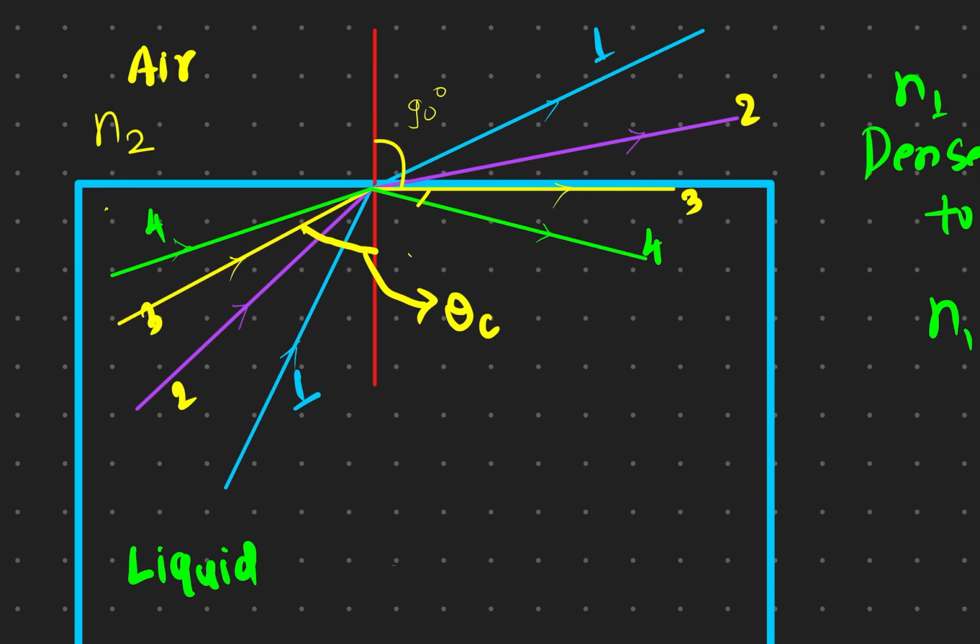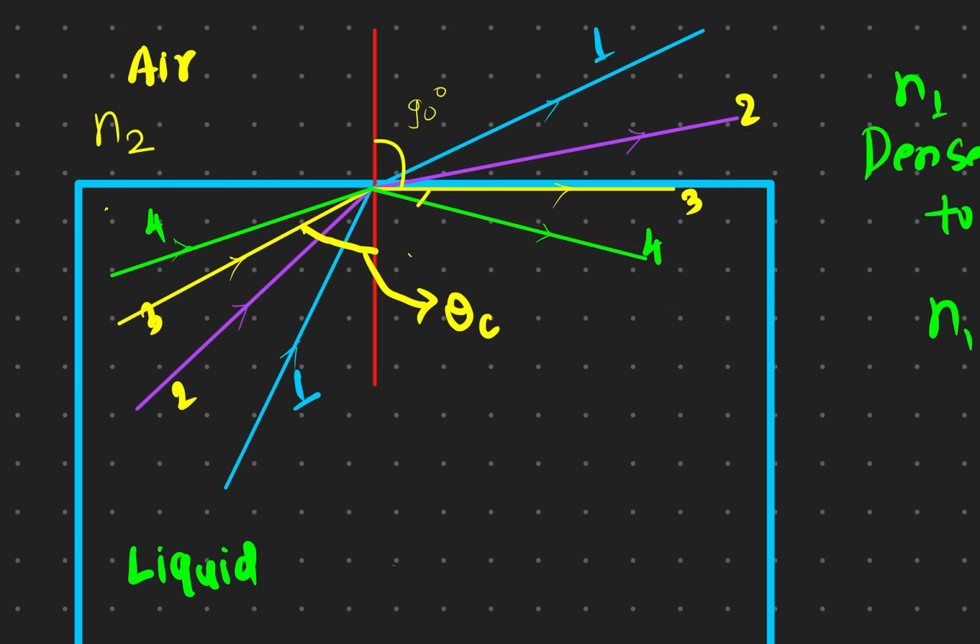So what happens if we increase the angle more than the critical angle? If you increase it more than the critical angle, then the light will be reflected back into the same medium. And this is what we call total internal reflection.